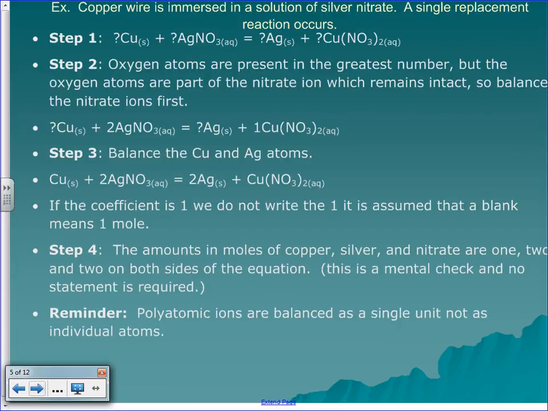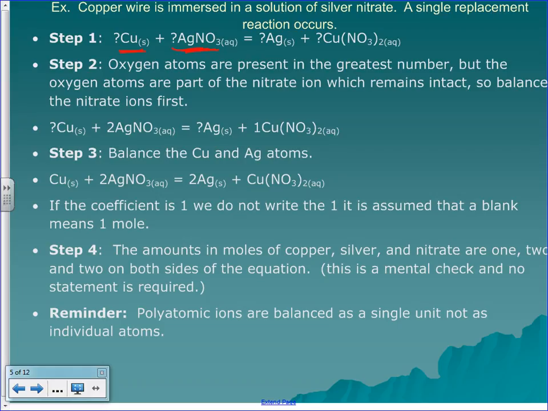All right. So if we have this example here, and this is exactly like what you would get for a prediction type of question: copper wire is immersed in a solution of silver nitrate. And we've gone over this reaction a bunch of times actually. So copper wire, here's silver nitrate, and a single replacement reaction occurs. So in a single replacement reaction, here's my ionic compound, here's my element. Who's going to end up with nitrate on the other side?